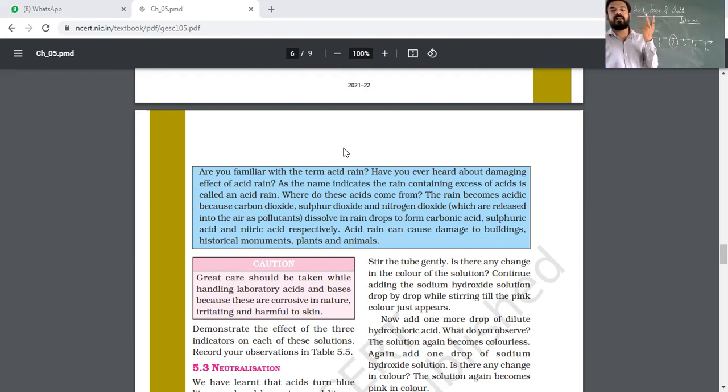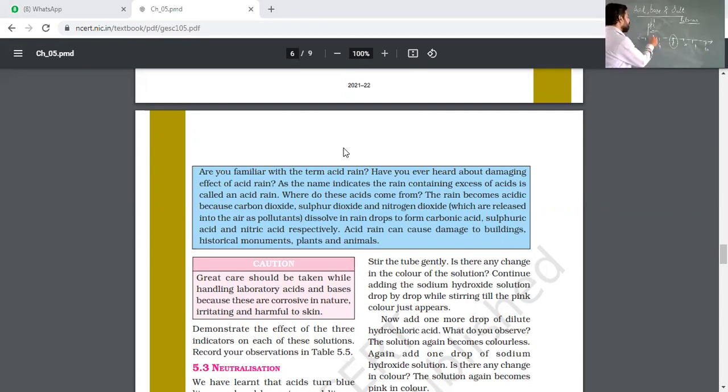That is not basic or acid. It is neutral. There are so many substances which we are using that are neutral substances. Yes or no? Yes. So the substance which we are using here is neutral. How do you identify that? With the help of pH paper.